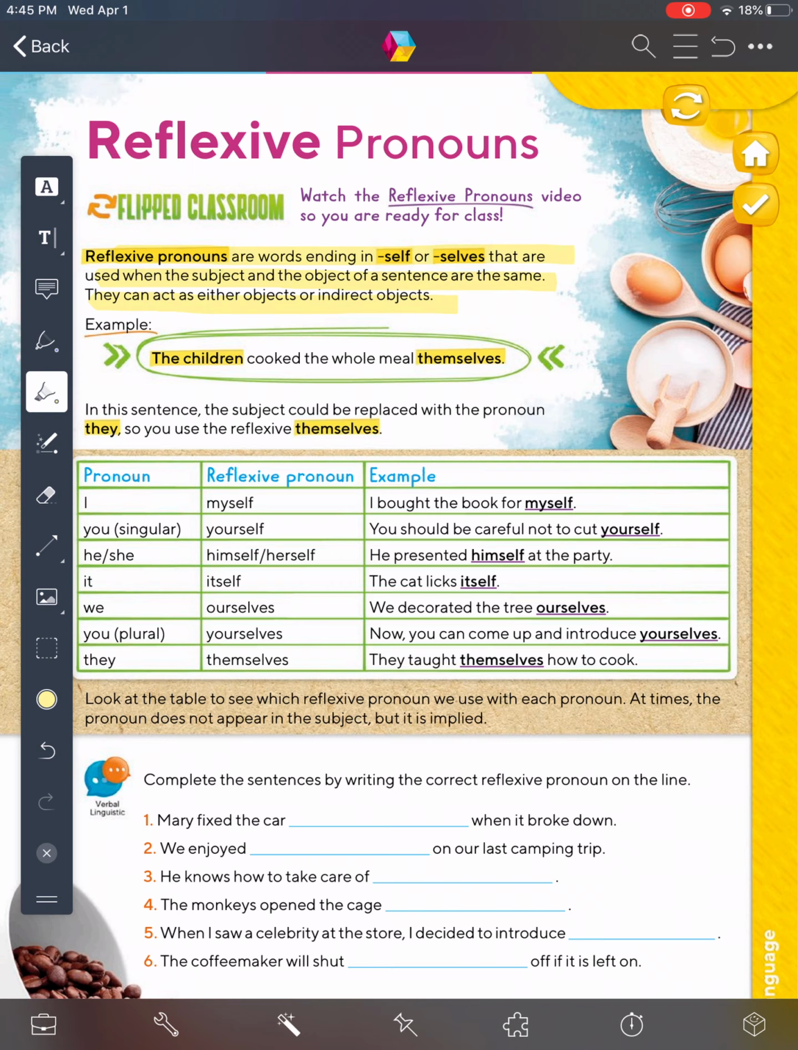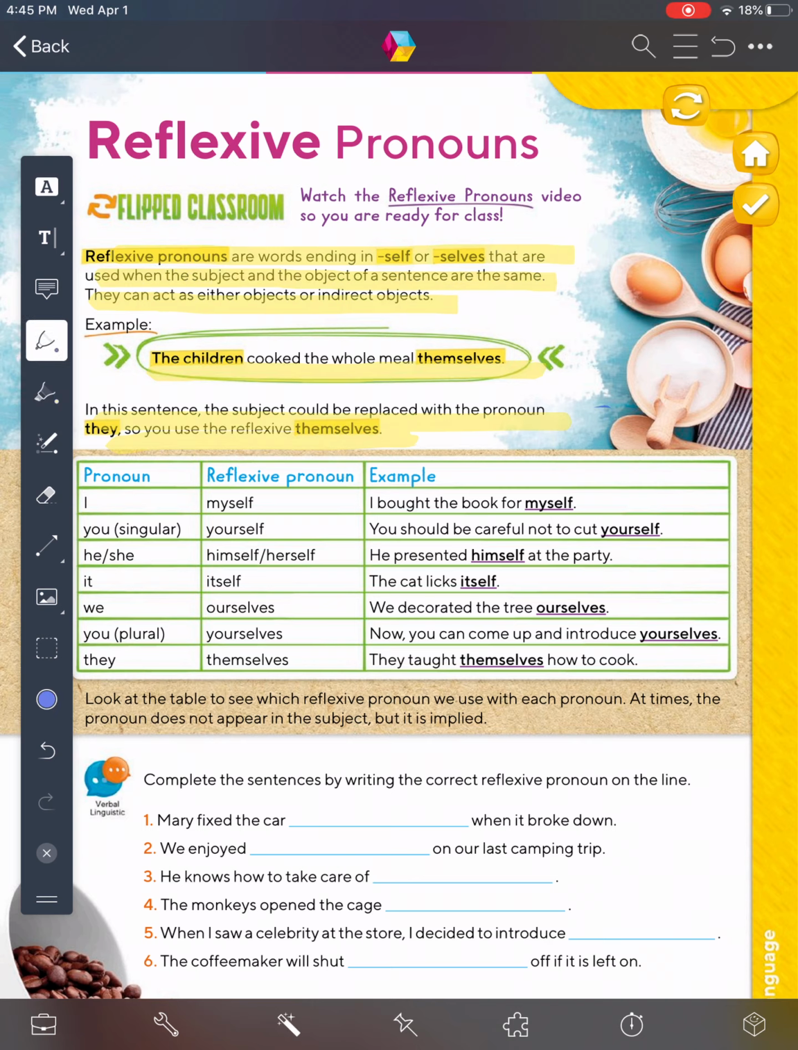For example, the children cook the whole meal themselves. That means that the children, they cook the dinner or the meal, okay? Not someone else, but them. In this sentence, the subject could be replaced with the pronoun they. So you use the reflexive themselves.